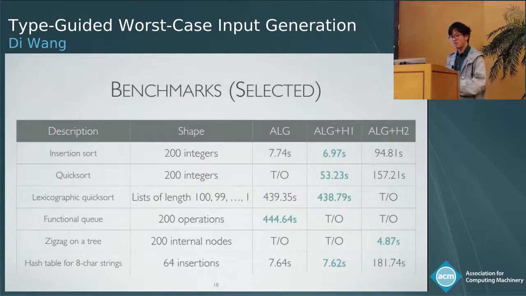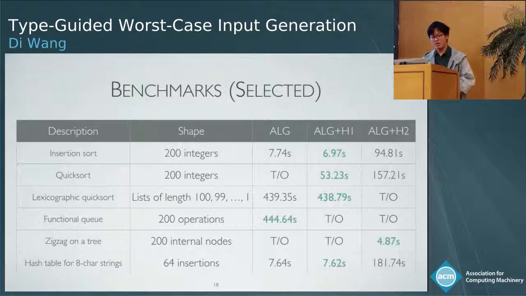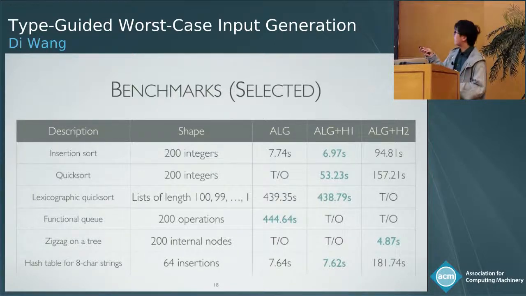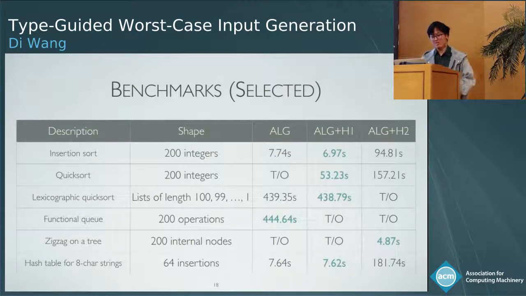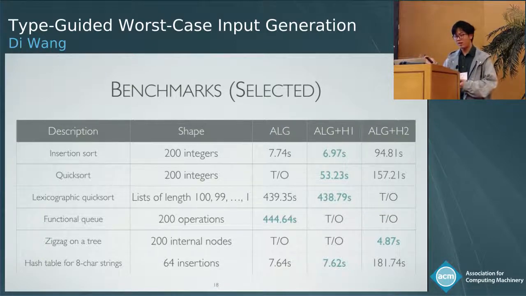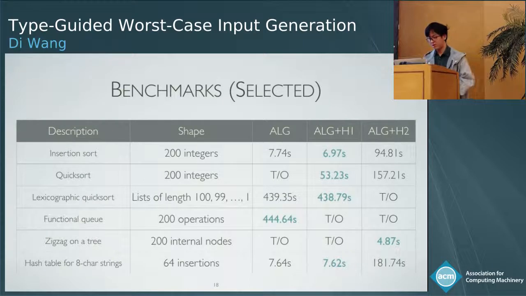Here's a selected list of benchmarks. We try our algorithm on sorting algorithms with hundreds of integers, operations on trees, and also insertion into hash tables. Here, ALG is our basic algorithm, and H1 and H2 are two heuristics. We can see that our algorithm is effective at generating worst-case inputs for these benchmarks.